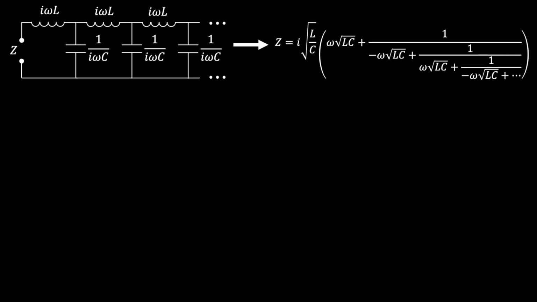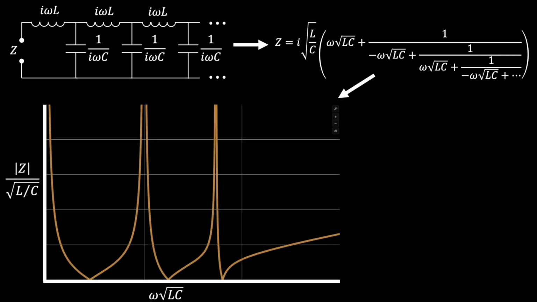In a previous video, link in the description, I showed how to represent these more complicated ladder networks as continued fractions and briefly reviewed their harmonic resonances, where the impedance Z goes to either 0 or infinity, otherwise known as zeros and poles. This video is a part 2 to that previous video.